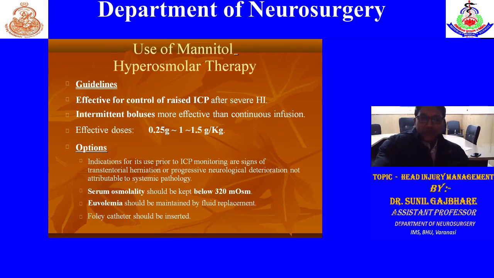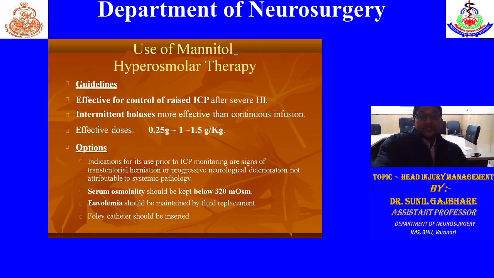Use of mannitol as a hyperosmolar therapy. It is effective for control of raised ICP after severe head injury. Intermittent boluses of mannitol are more effective than continuous infusion of it. The effective dose is 0.25 gram to 1.5 gram per kilogram.